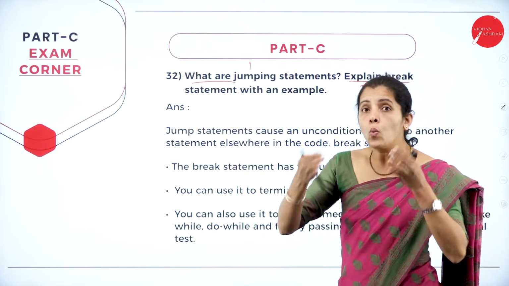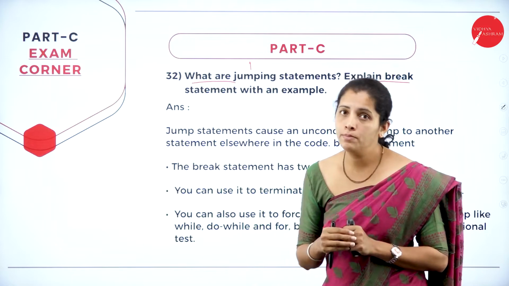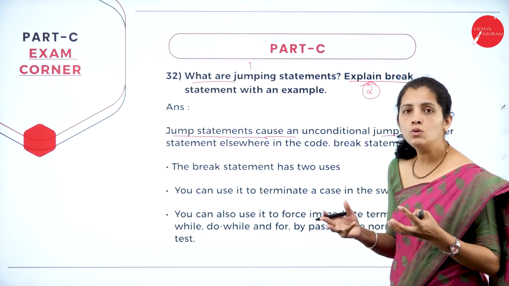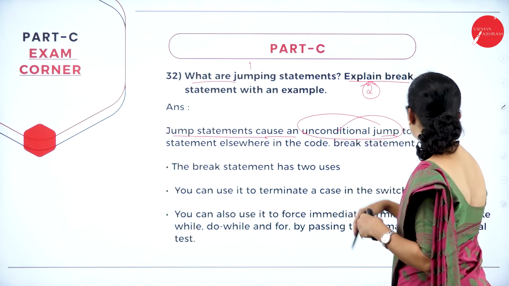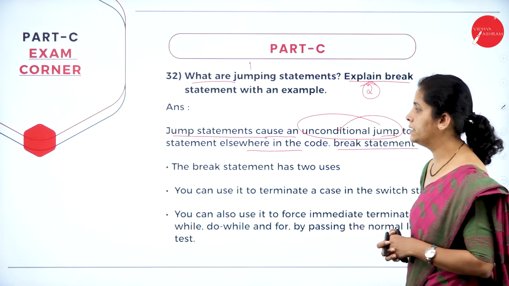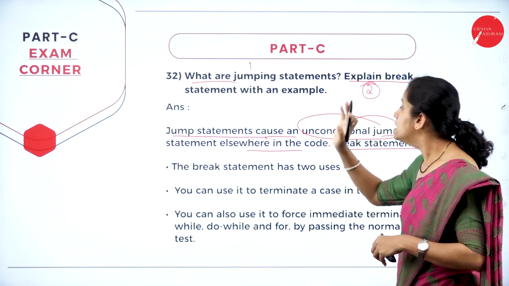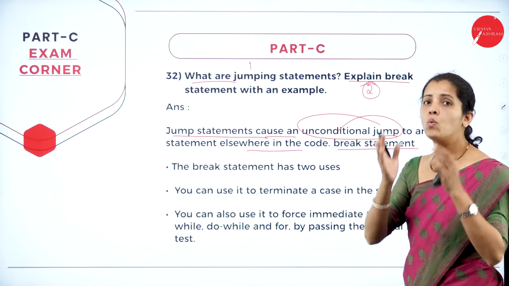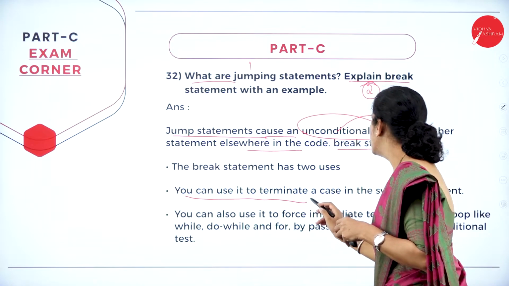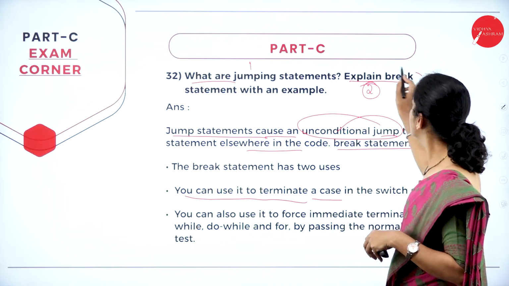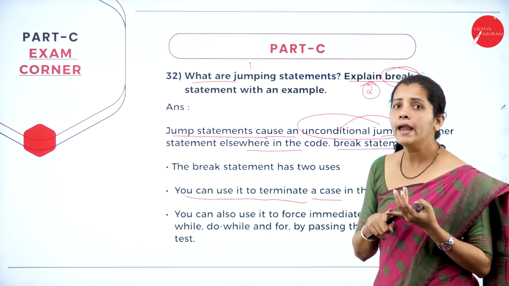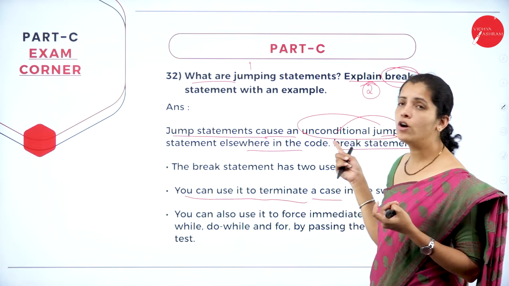That means I want to jump from one block of code to another block of code. So, a jump statement causes an unconditional jump. So, there is no condition. Directly I am going to jump. That is called an unconditional jump to another statement. Else, where in the code, the break statement. So, a jump statement is nothing but an unconditional jump, and I'm going to jump from one statement to another statement. So, here you can use it to terminate a case in the switch statement. That means here I'm going to have the break statement. If I consider jump statements, what examples do I have? Break, exit, continue, etc. These are examples of unconditional jumps.